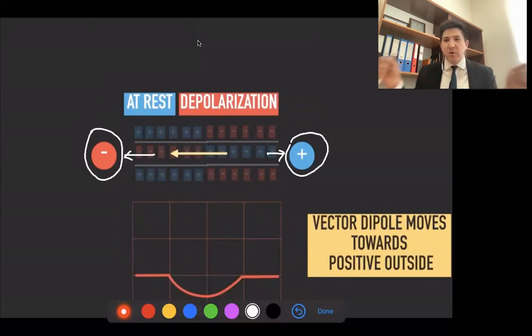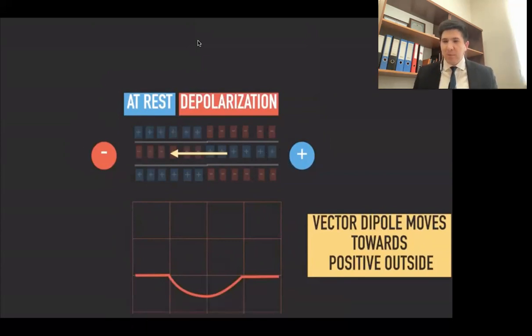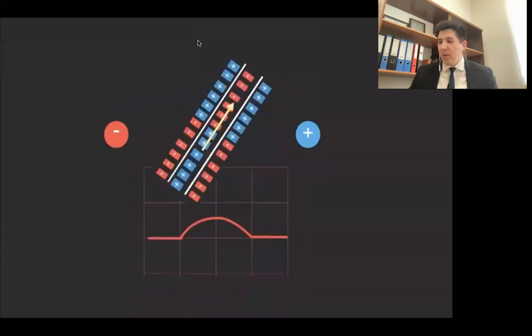So you can draw this dipole, and depending on whether the dipole is moving to the plus or moving to the minus, you're going to draw this curve. And the height of this curve again is going to depend on the length of the dipole. The higher the charge, the higher the curve. But sometimes you're not going to be able to trace this dipole because your lead is going to be in a different direction.